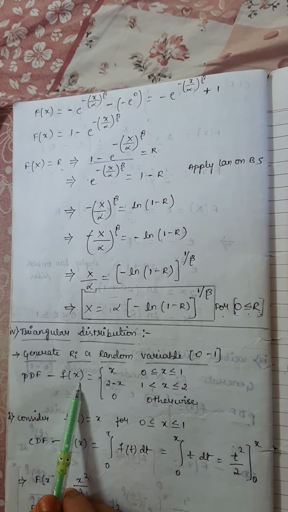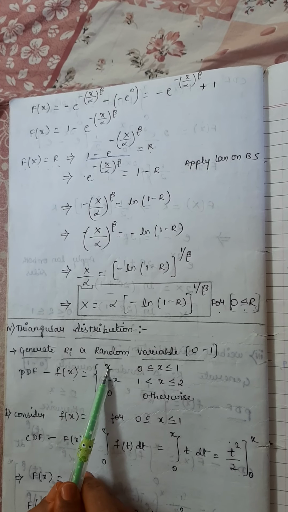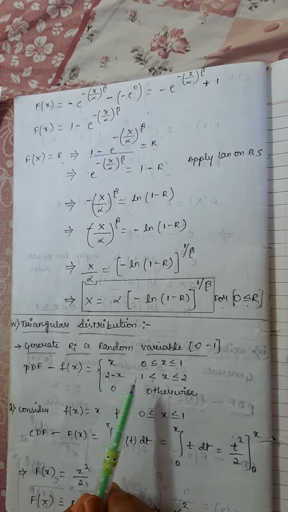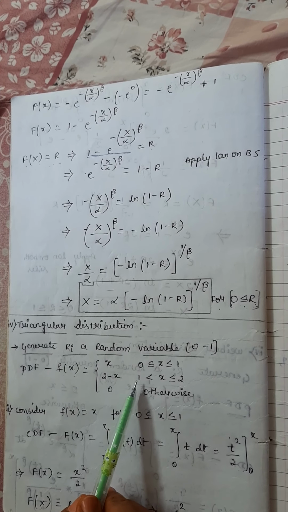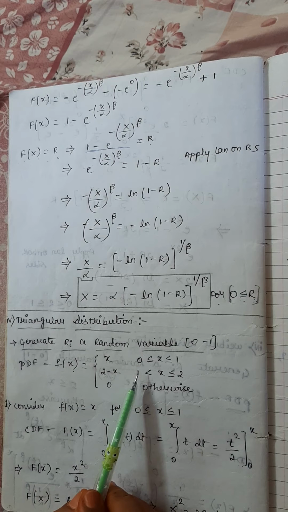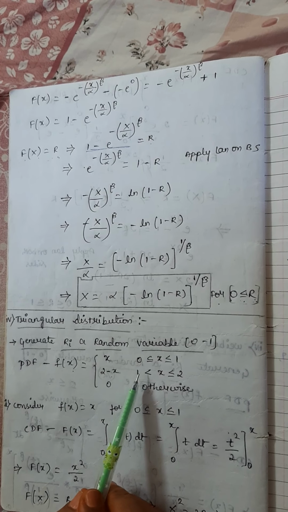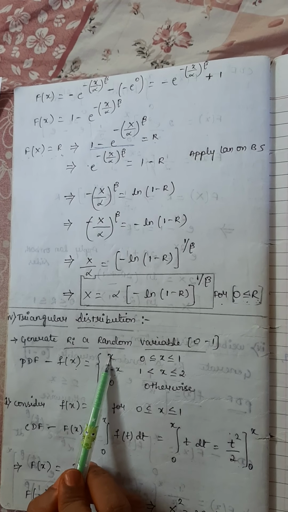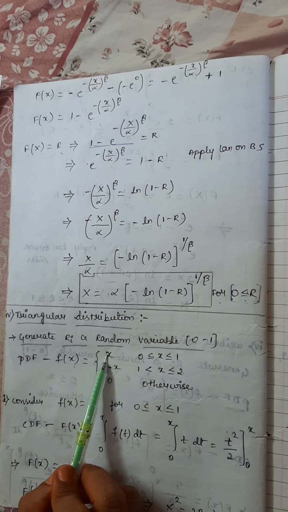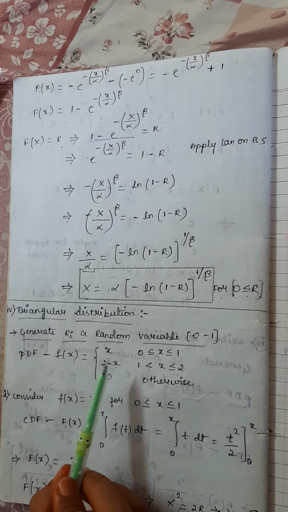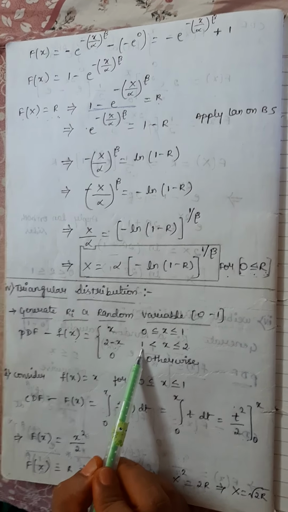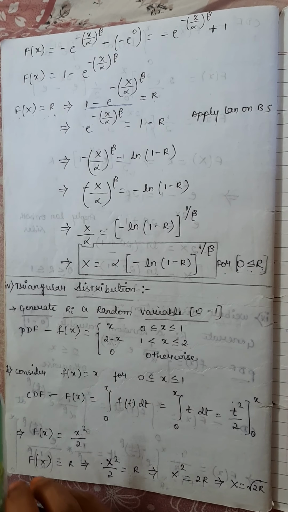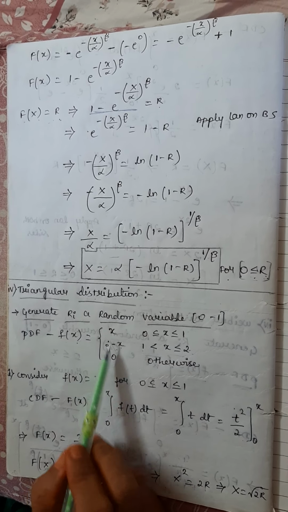So the probability density function small f of x is equal to x, where x is between 0 and 1. Whereas for the triangular distribution, for x from 1 to 2, small f of x is 2 minus x. So for the first range I have the probability density function x, and for the second range, 1 to 2, I have the equation 2 minus x. So how to deal with such problems?